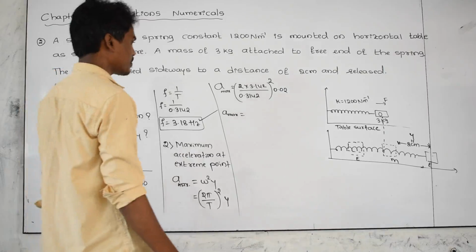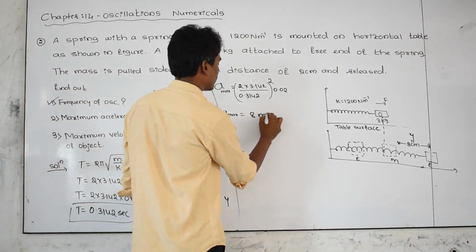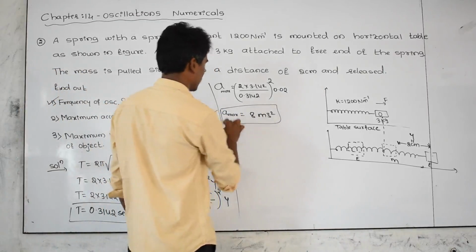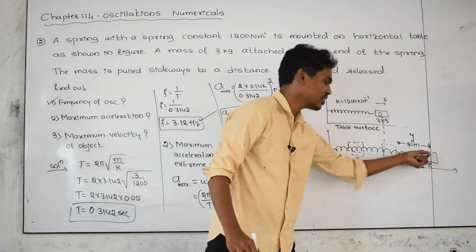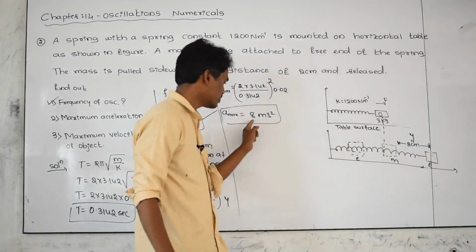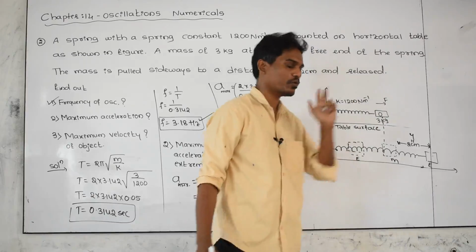The answer will become 8 meter per second. Whenever the object is in SHM, acceleration at this point is 8, acceleration at this point is 8, and acceleration at this point is 0.